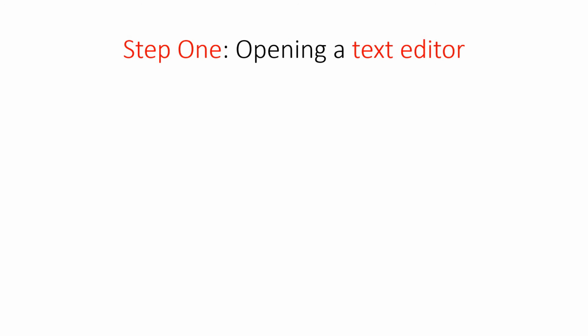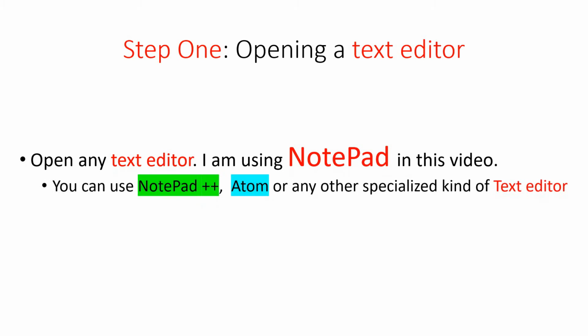I'm going to tell you about how to write a C program in several steps. The first step is that you will have to open a text editor. These text editors could be Notepad, Atom, Notepad++, Vim, or any other text editor you can use. But here in this video, I'm going to use the Notepad text editor.